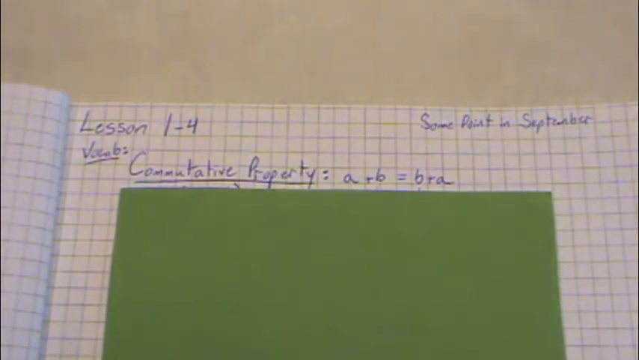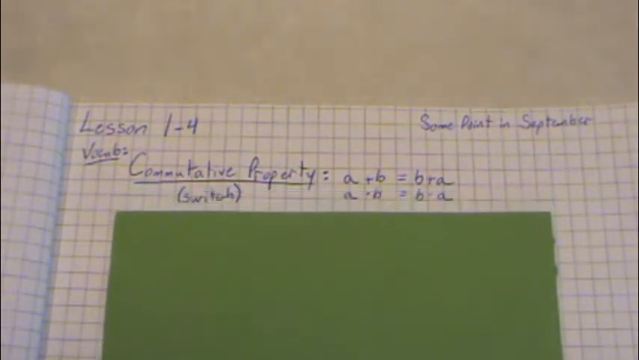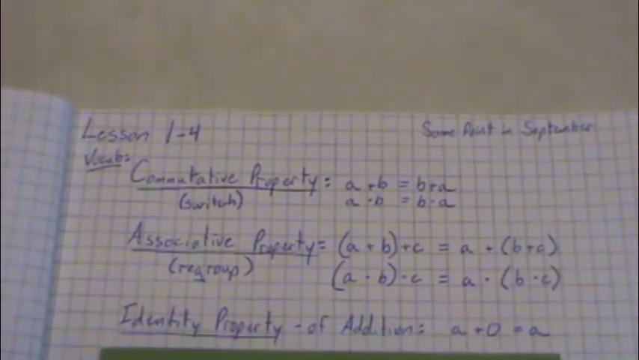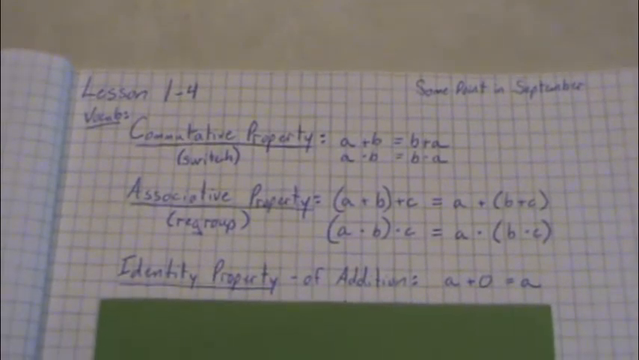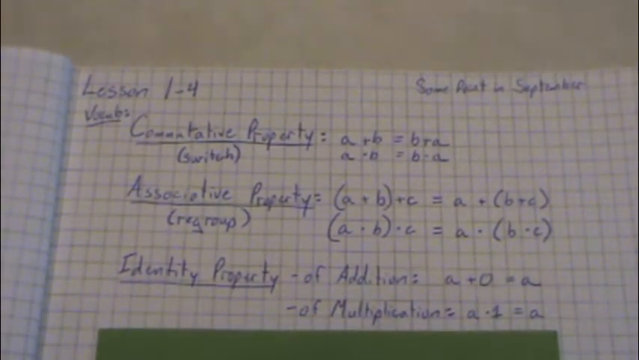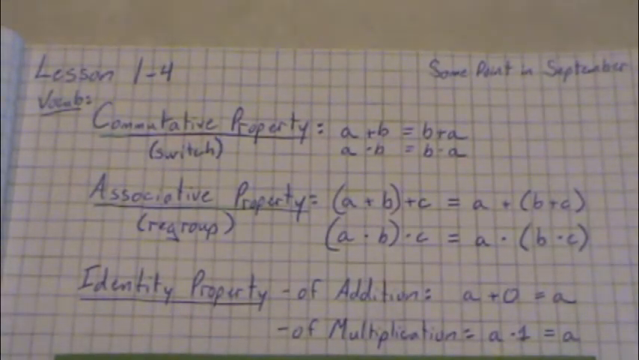Your vocabulary for today: commutative property, which you just watched about in that video, associative property, and two different identity properties. Now, instead of struggling with trying to explain these in words, please just be able to give me an example.